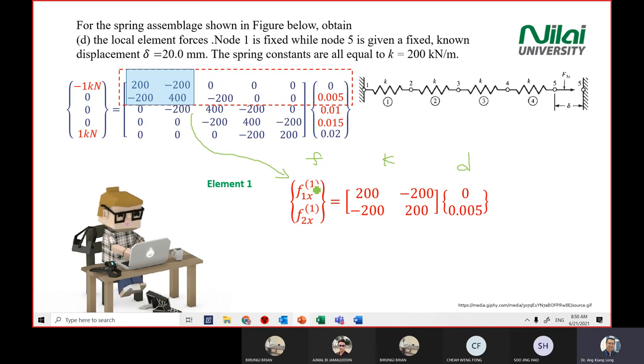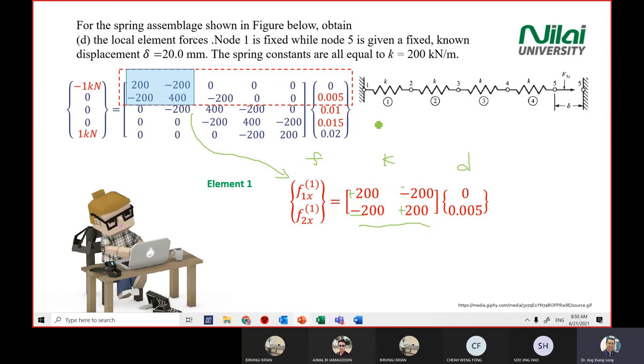So you write F1x superscript one, it means for element one, point one, and point two. F2x means point number two, element one. And then the stiffness matrix is always the same for a spring: positive, negative, negative, positive. The format is already fixed. If you don't understand why this form comes from, go and view back the previous lecture. There's a video on the Moodle, so you can always view it back.